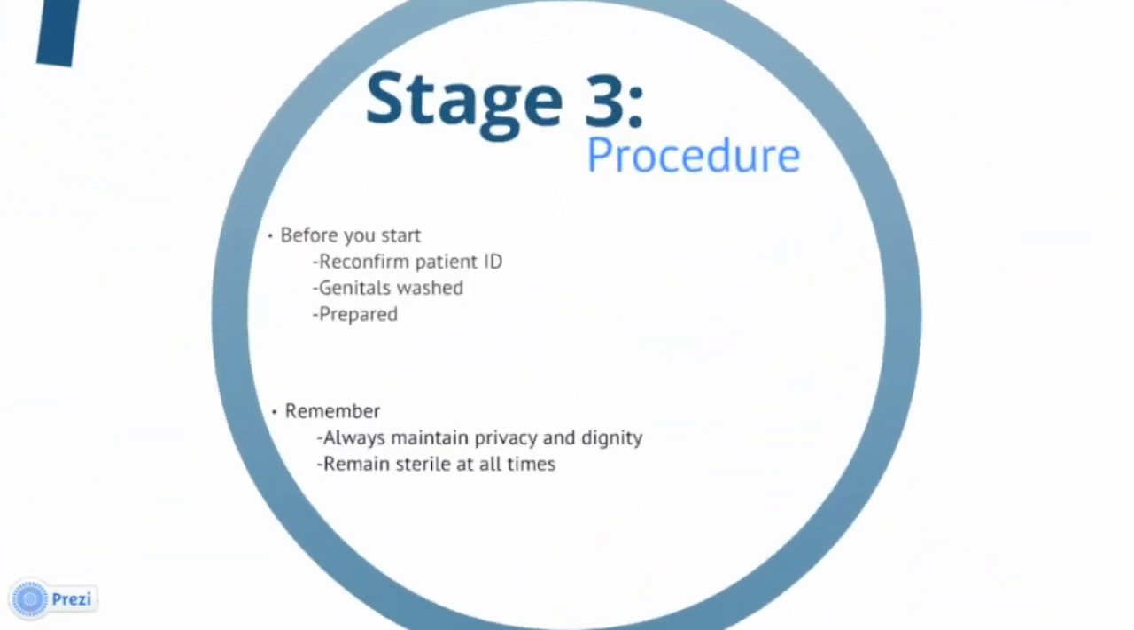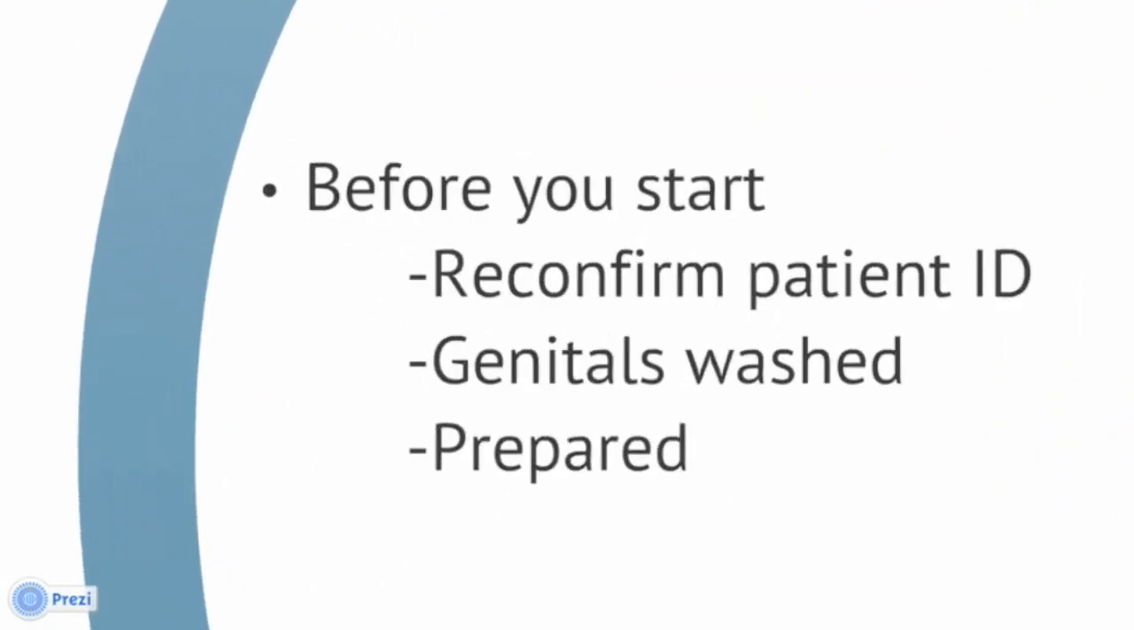Stage 3 involves performing the procedure itself. This video will demonstrate how to gather the equipment seen in Stage 2 and correctly perform catheterisation. Before you start, reconfirm patient ID, ensure that they have washed their genitals and that you and the patient are prepared. For the purposes of this video, we will start with a clean trolley. Our videos on venipuncture and cannulation demonstrate this cleaning process.